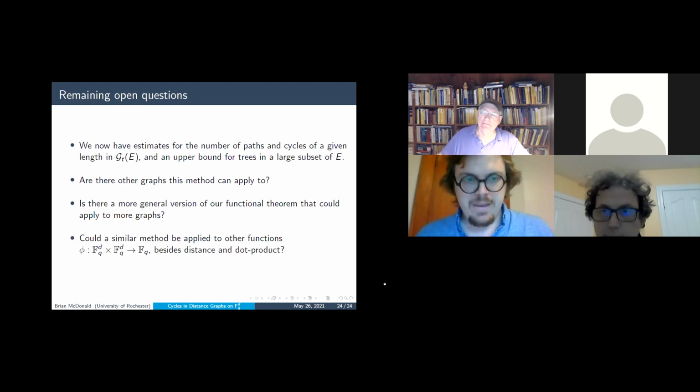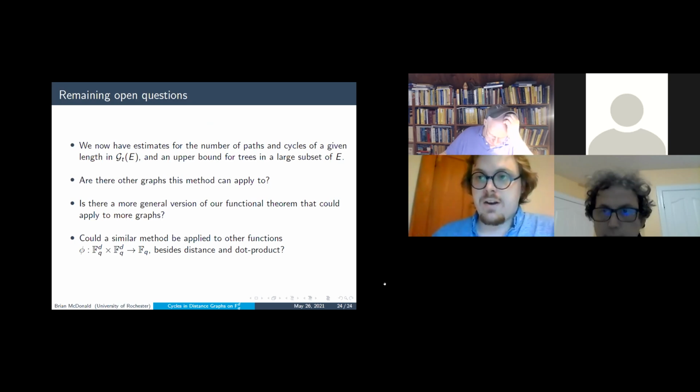And then lastly, we did this for distances and dot products. So one question is: is there a unifying framework where we could have the same argument for both cases? And could it be generalized to other functions that are not distance or dot product?